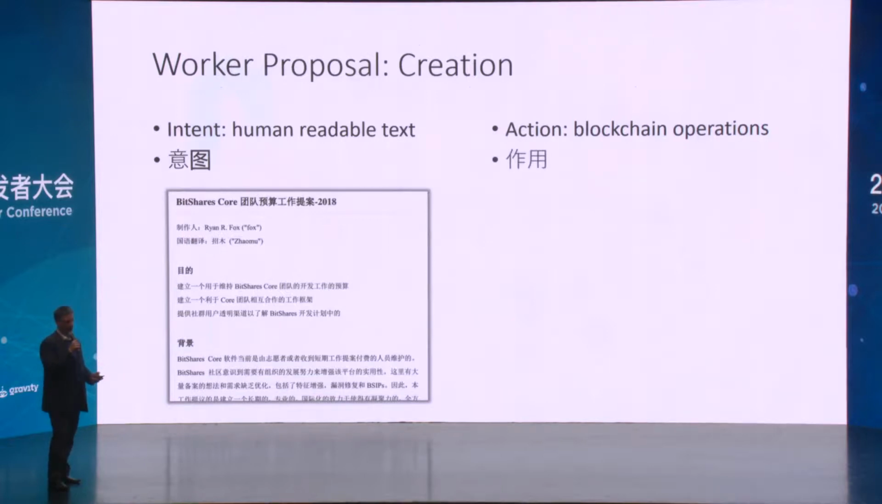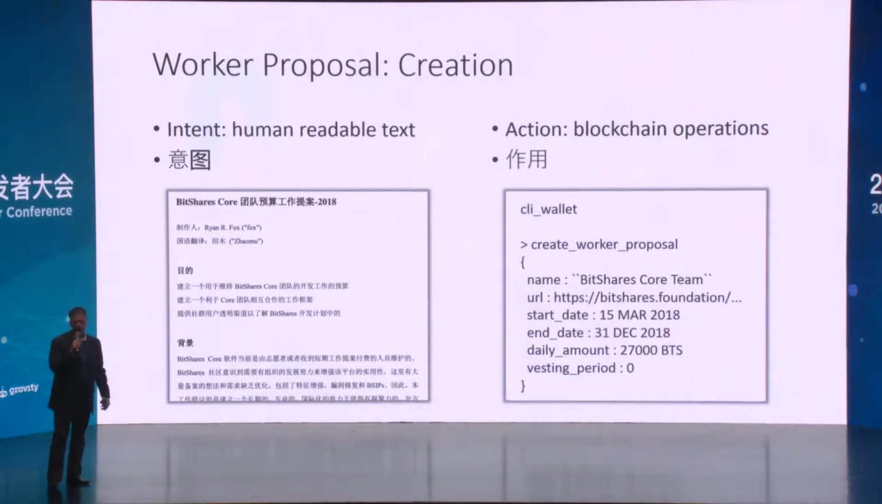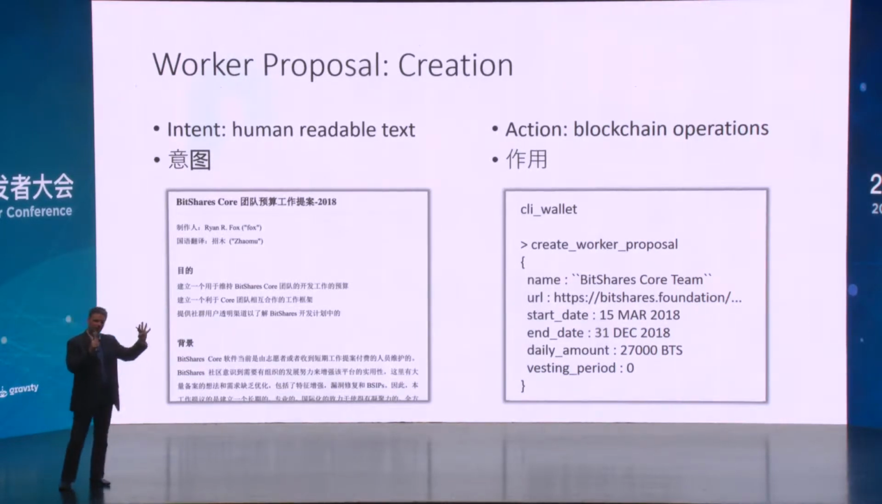And the action looks like this, right? So here, abstract code here, but using the command line wallet, you could do an operation called create worker proposal. And that takes everything that's in the written language over there and just represents that as the URL, okay? So now everybody can read what my intent is. And then I need to have just a couple of other parameters filled out in here.